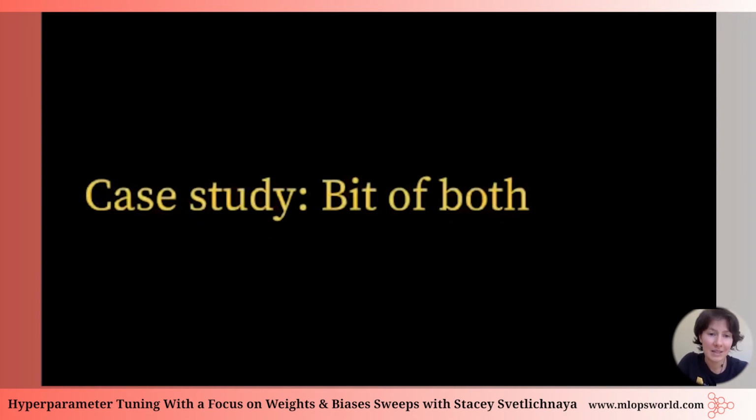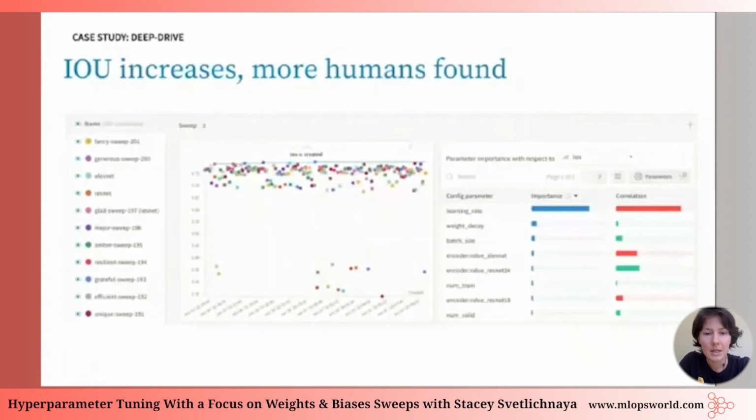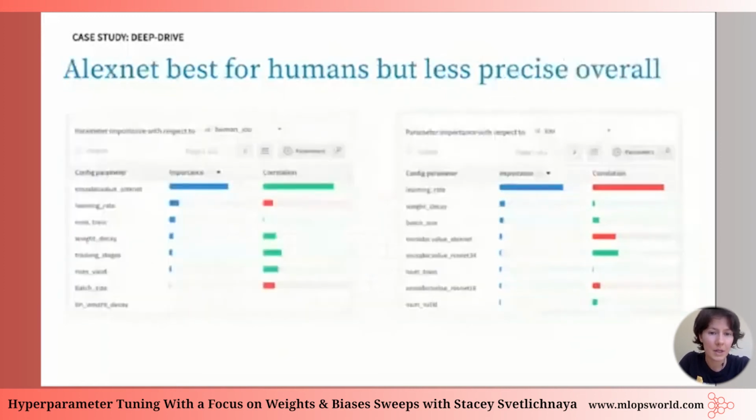And then briefly, a third example. Here I'm looking at semantic segmentation with street scenes. So for each pixel, I want to identify if it belongs to a car, the road, a pedestrian, and so forth. I ran a long sweep here to increase the intersection over union. And the metric I was trying to maximize was the average intersection over union across classes. And the interesting thing I found was that across all classes, there's a high correlation with learning rate. I should set it lower, I'm sorry. Some with weight decay. But if I looked specifically at human detection, then an AlexNet model was the most predictive.